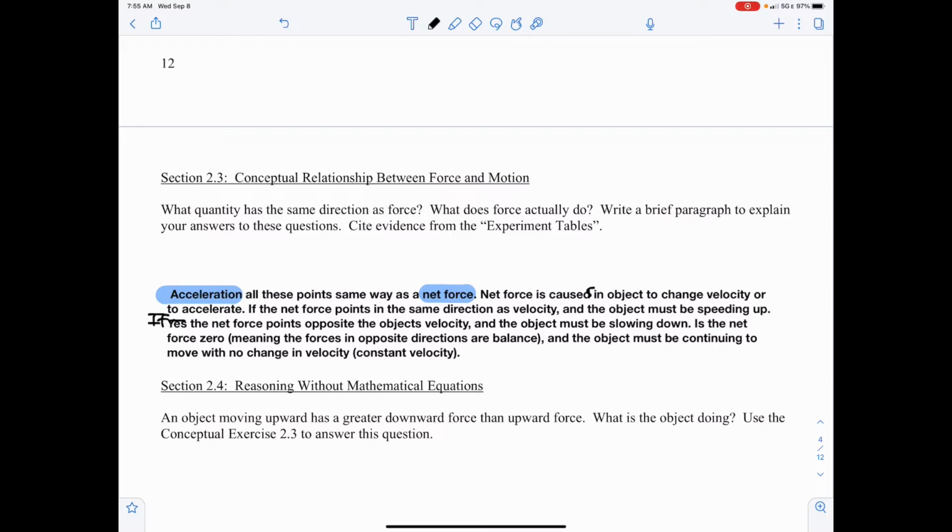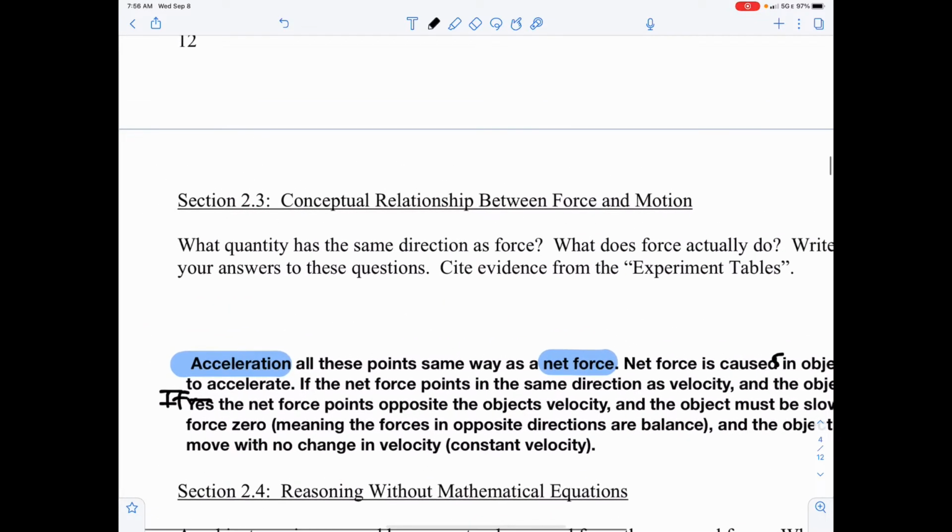If the net force is zero, meaning forces pointing in opposite directions are balanced, then the object must be continuing to move with no change in velocity, or move at a constant velocity. So again, Newton's second law tells us that a net force causes a mass to accelerate. And here's what we're trying to say: the direction of the net force is the same direction as the acceleration. They point the same way.